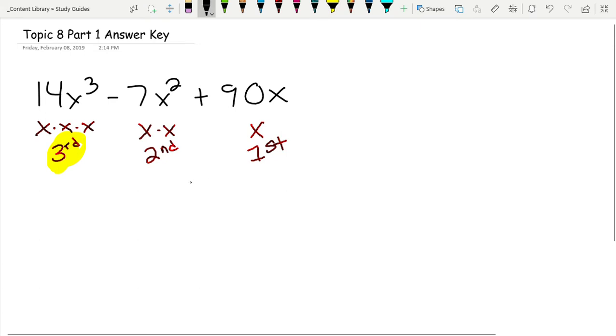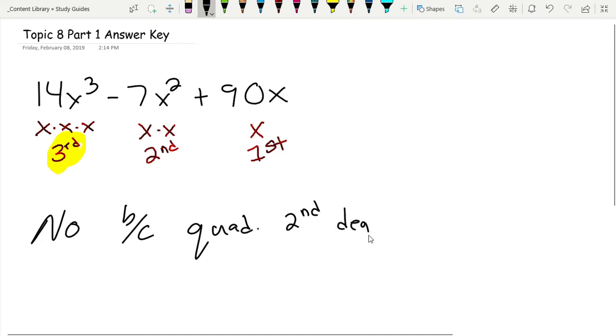Question number 2 says, is this a quadratic? Well, the answer is no, because in order to be a quadratic, you have to be a second degree polynomial. And since we have a third degree, we no longer have, or never did have, a quadratic.